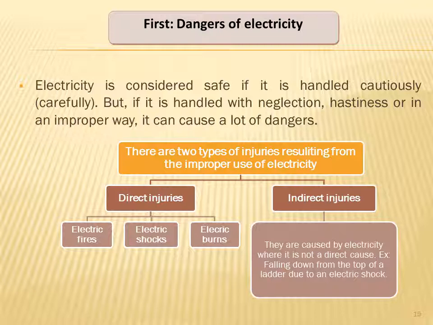Now, what is the injury that he had? A broken leg. Why does he have it? Because he fell down. But why did he fall down? Because of the electric shock. So here electricity is an indirect cause of such danger.